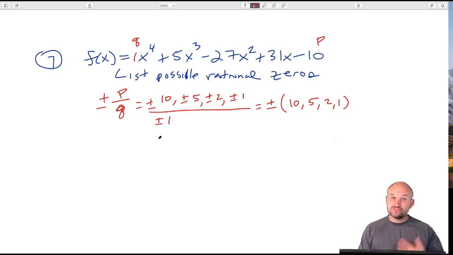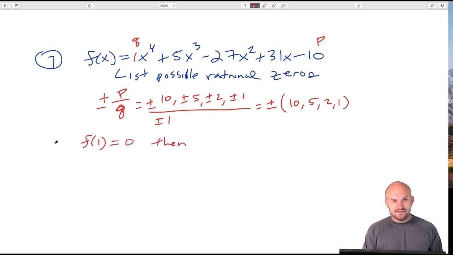Well, what we can do is use the remainder theorem. If we plug in f of 1 and we get 0, then, let me write this, if f of 1 is equal to 0, then x equals 1 is a zero of f of x.